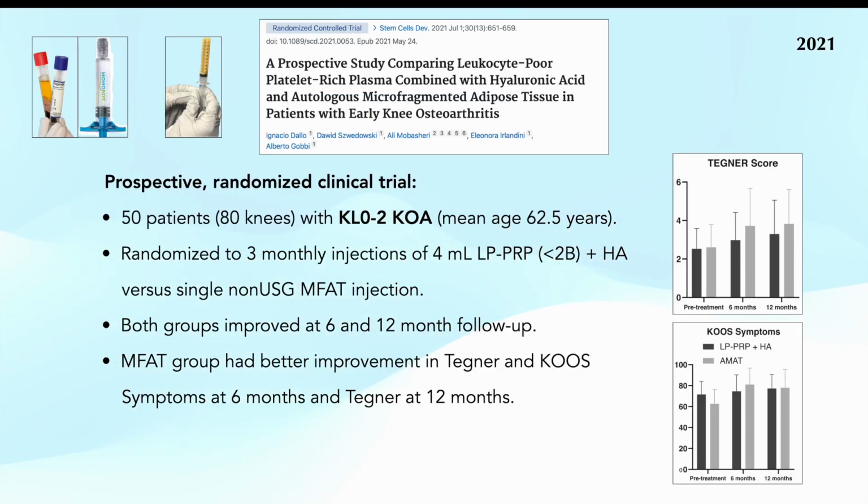In this study by Dio and others, a prospective randomized clinical trial, 50 patients were randomized to receive either 3 monthly injections of a very low platelet count PRP combined with hyaluronic acid injection versus a single MFAT injection. So every month these patients would get a PRP and HA injection for 3 months versus the MFAT. Both groups improved at both the 6 and 12-month time points, but the MFAT group did have better improvement in their Tegner and their KOOS symptom score at 6 months and the Tegner at 12 months.